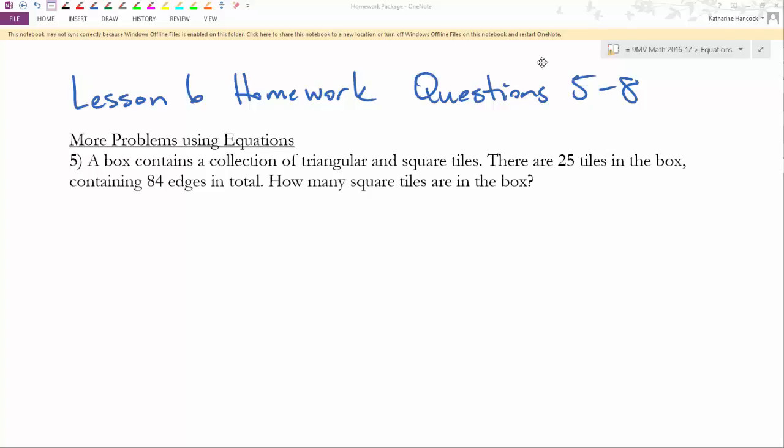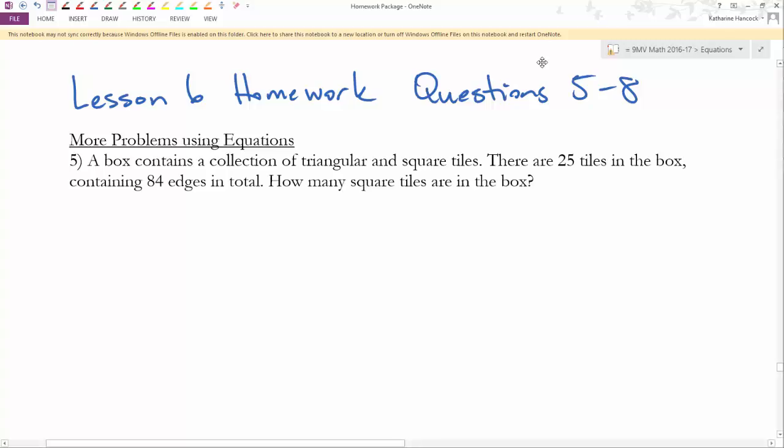So quite a few of you have expressed that you find questions 5 through 8 from the Lesson 6 homework challenging. So I'm just going to quickly go through, do the problems, and talk it through as I do them. But like I said, I'm going to do this pretty quickly.